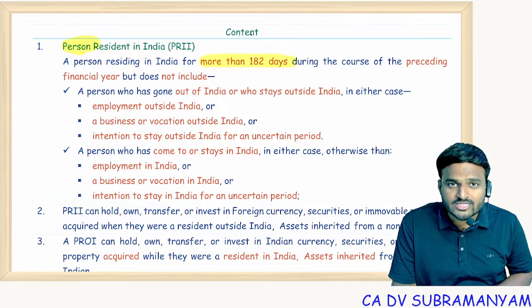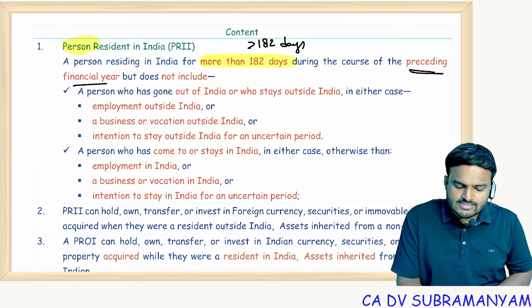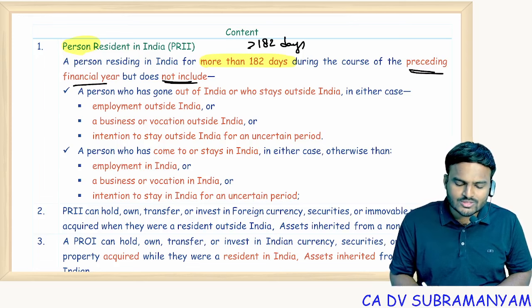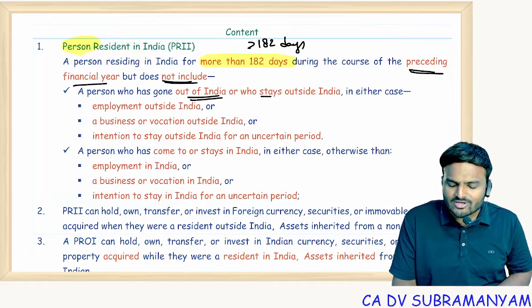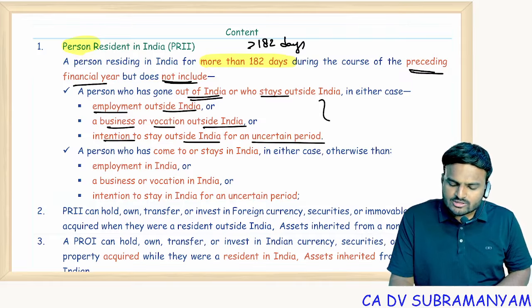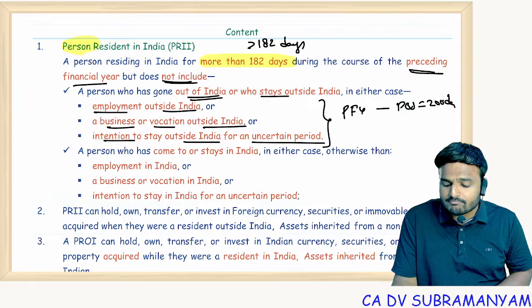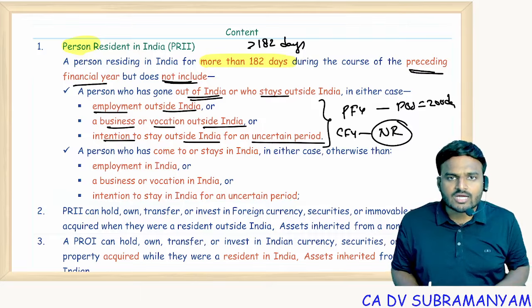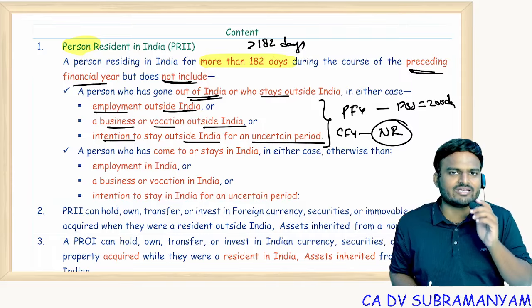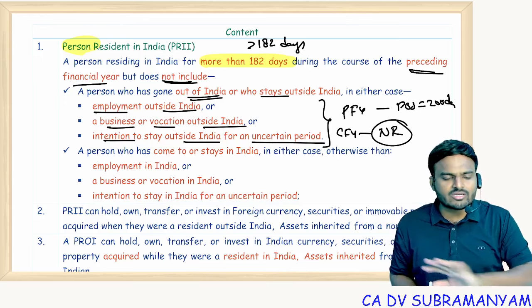Don't get confused, my dear students. It is more than 182 days during the course of the preceding financial year, but does not include a person leaving India or staying outside India because of a job outside India, business or vocation outside India, or intention to stay outside India for an uncertain period. So these three people, even though in the preceding financial year the period of stay is 200 days, for example, in the current financial year these people will be treated as non-resident from the date they left our country. From the next date they left our country till the day they are in India, they are residents. After they left India, the next day onwards, they are not treated as residents.